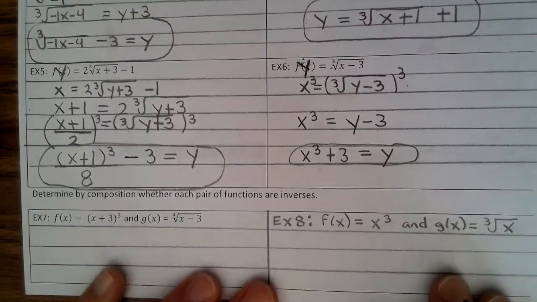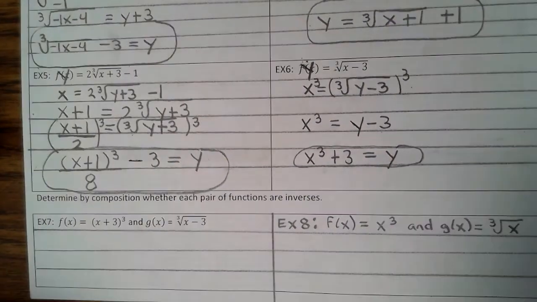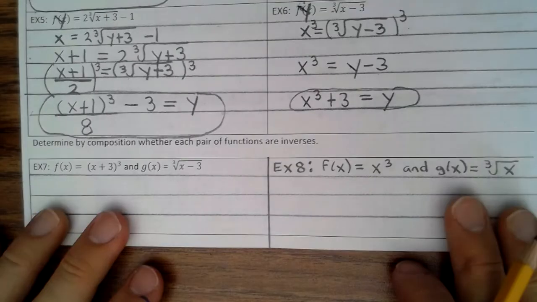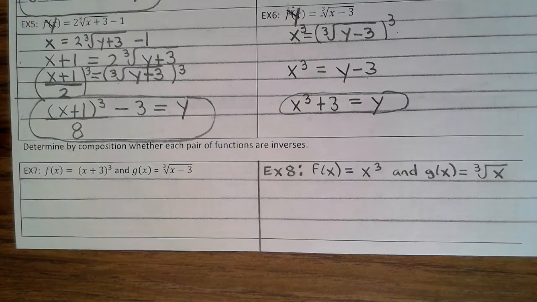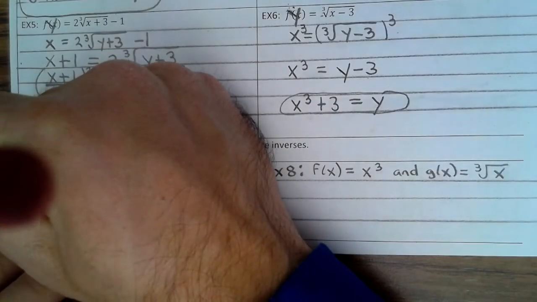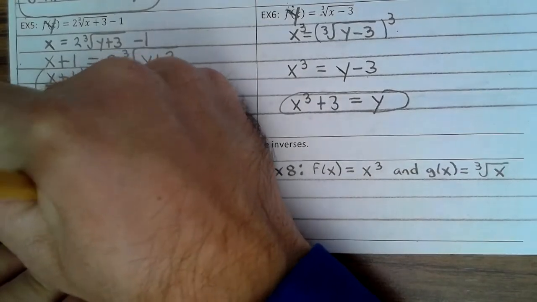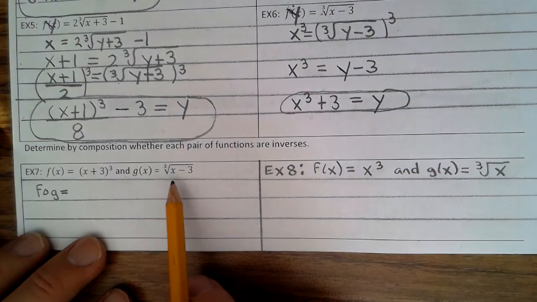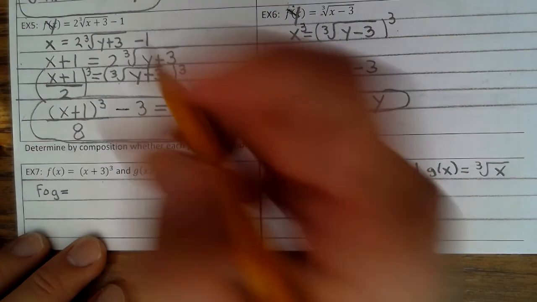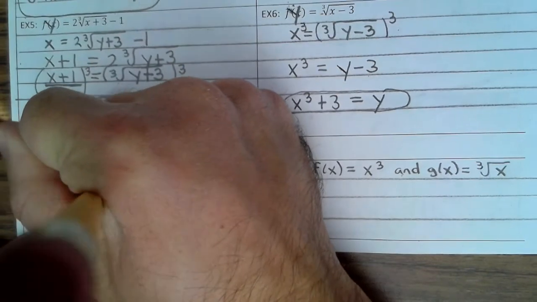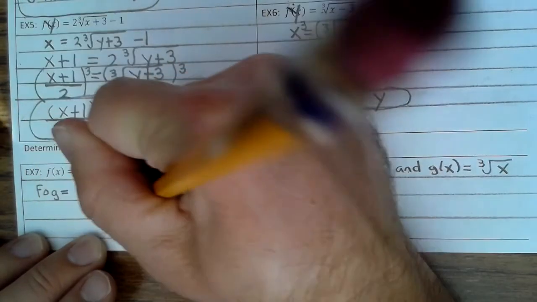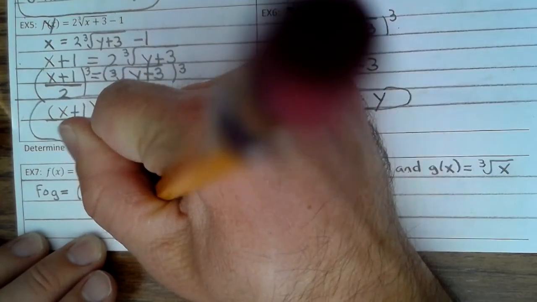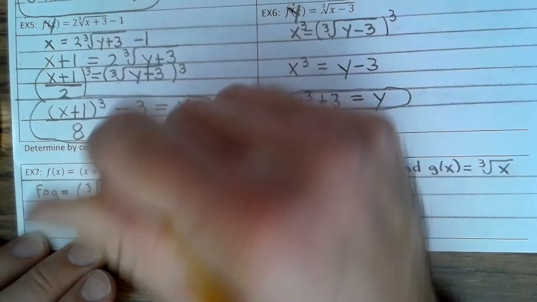All right, now let's take a look at example 7. And it's not on my paper, but let's go ahead and add example 8. Okay, now determine by composition whether each pair of functions are inverses. Okay, so let's start off by doing f of g. So we're going to put g into f. So that's parentheses, cube root of (x minus 3), plus 3, cubed.